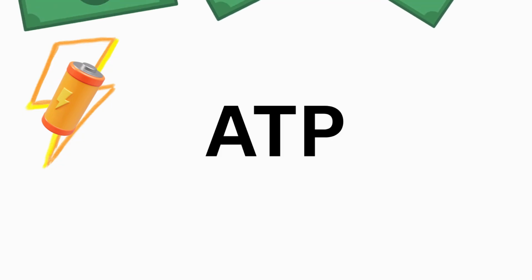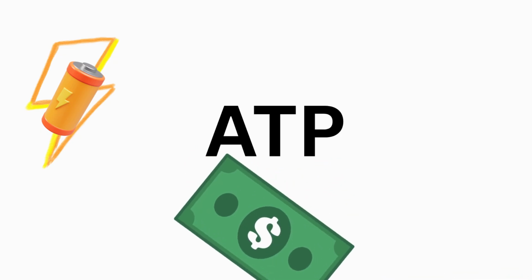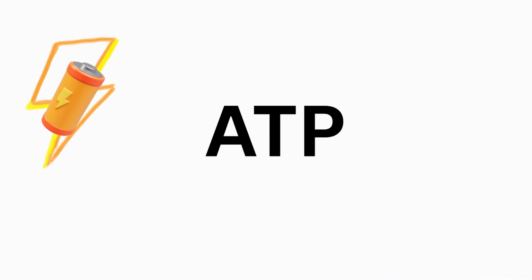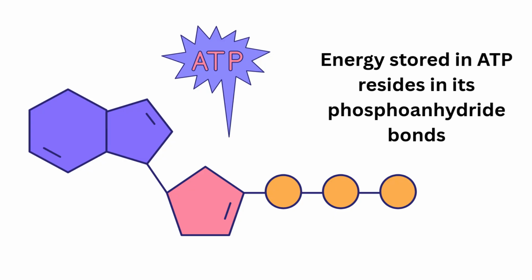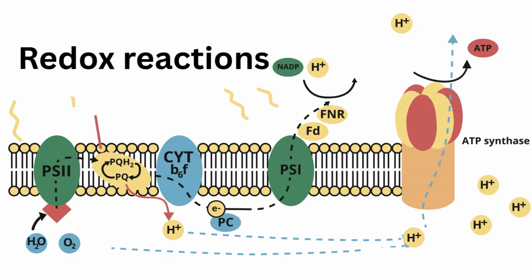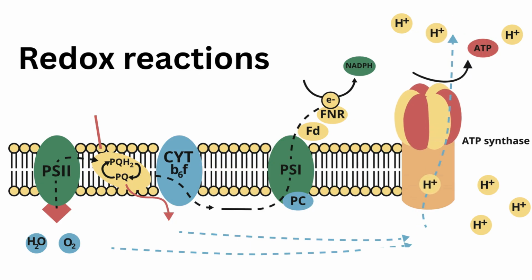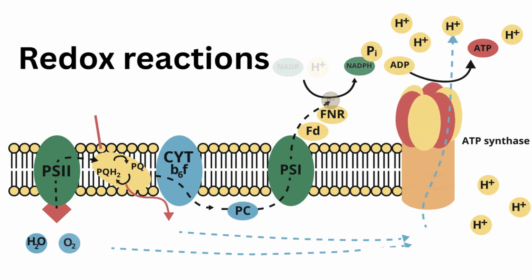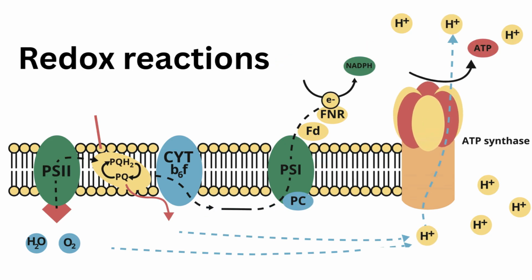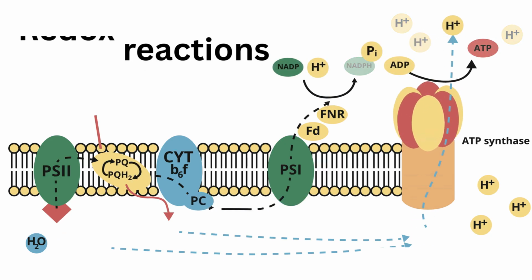ATP serves as the universal energy currency of the cell. The energy stored in ATP resides in its phosphoanhydride bonds, particularly the terminal phosphate bond. ATP synthesis is driven by redox reactions in which electrons are transferred from reduced substrates to electron acceptors, releasing energy that is conserved through phosphorylation mechanisms.